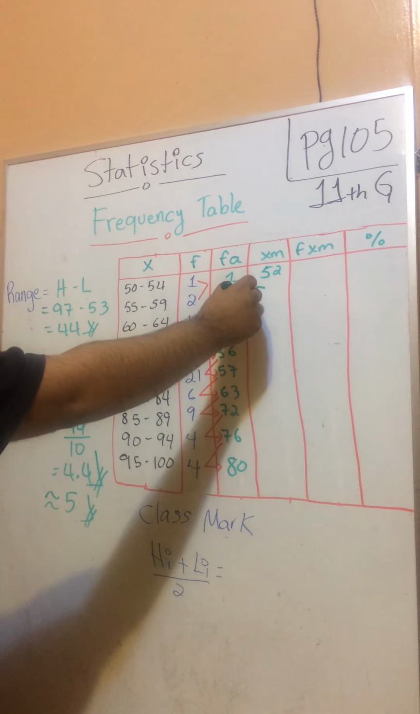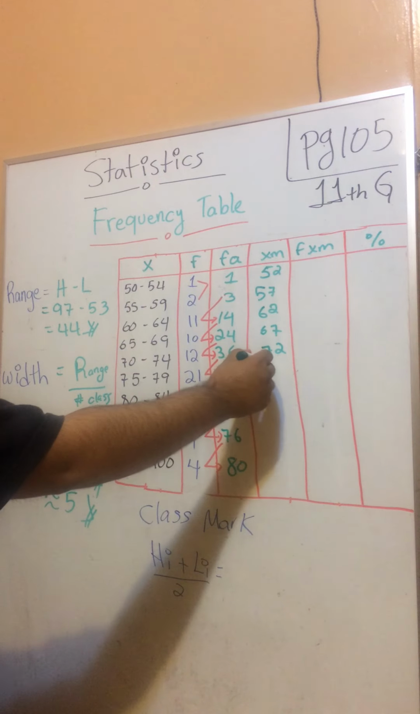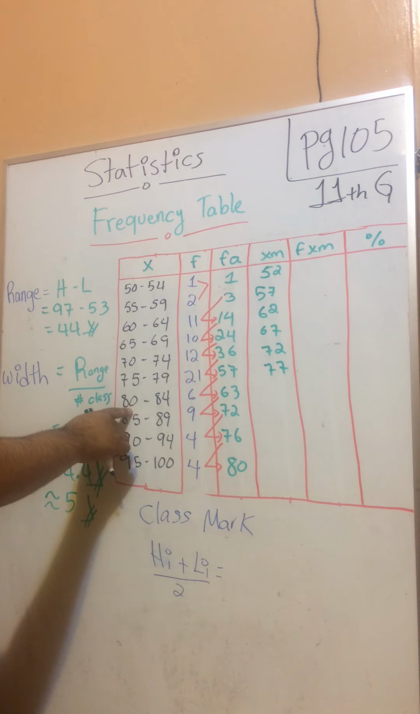Okay, the next one would be 64 plus 60 divided by 2, which is going to be 62. 69 plus 65 divided by 2 is going to be 67. 74 plus 70 divided by 2, 72. 79 plus 75 divided by 2, 77. 84 plus 80 divided by 2, 82. 89 plus 85 divided by 2, 87. 94 plus 90 divided by 2, 92.